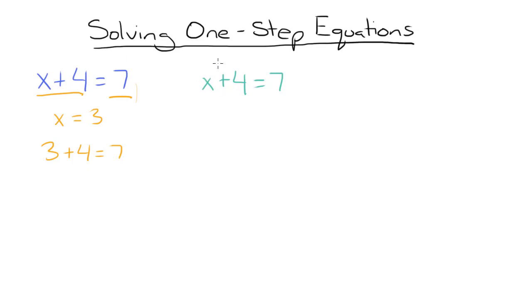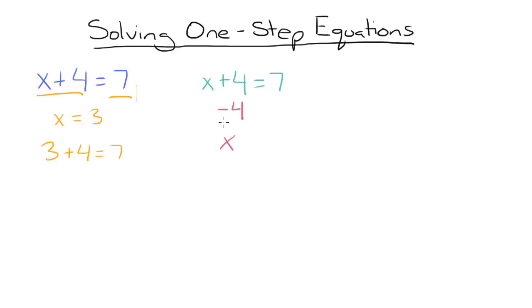So in this case, we have x + 4, and we want to undo that + 4. Since 4 is being added to x, the opposite of addition is subtraction, so we're going to subtract 4. So if we have x + 4, and then we subtract 4, we'll be left with just x.